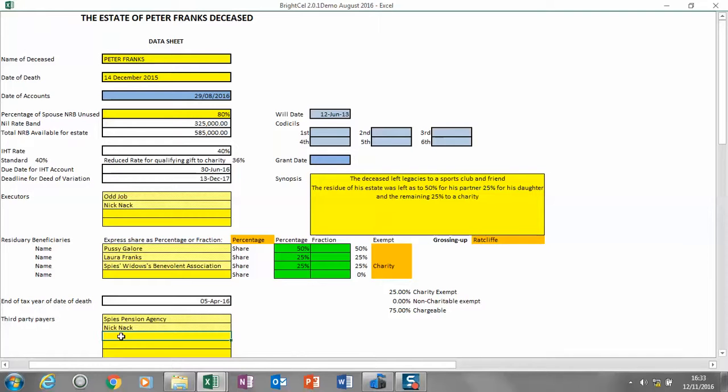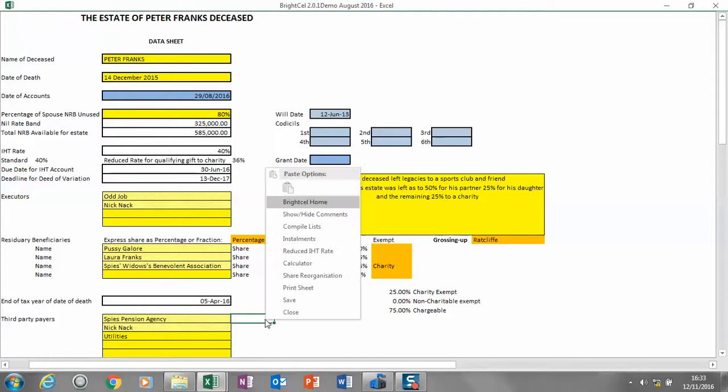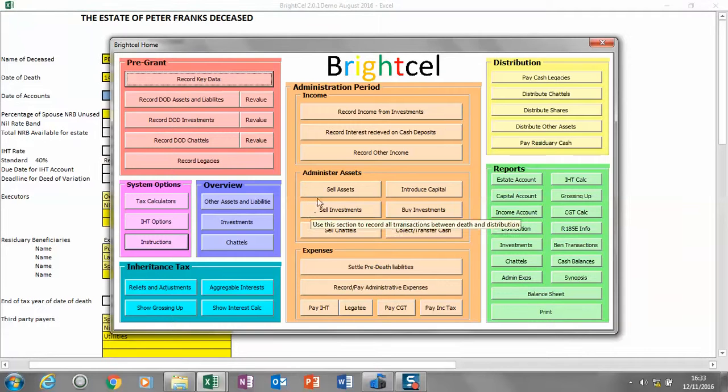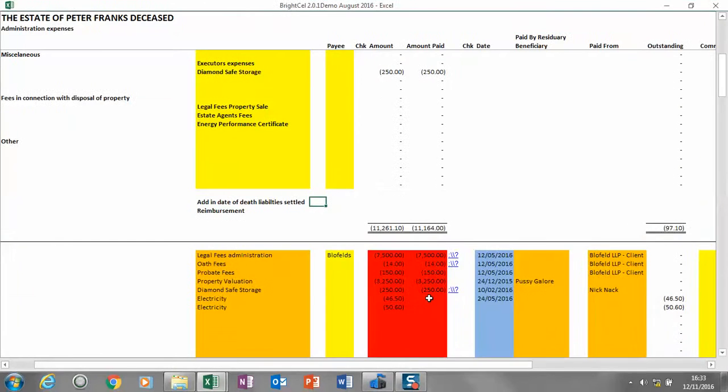But if you spend a little time scratching your head, you'll see that the principle is more or less the same. So let's just call this utilities. You could have a separate one for electricity, a separate one for gas. However you want to do that, you can do it that way. But I'm just going to call this utilities for now. And if I go back to paying administrative expenses, I'm hoping that I will find a bank account called utilities. There it is. So I can pay from that.